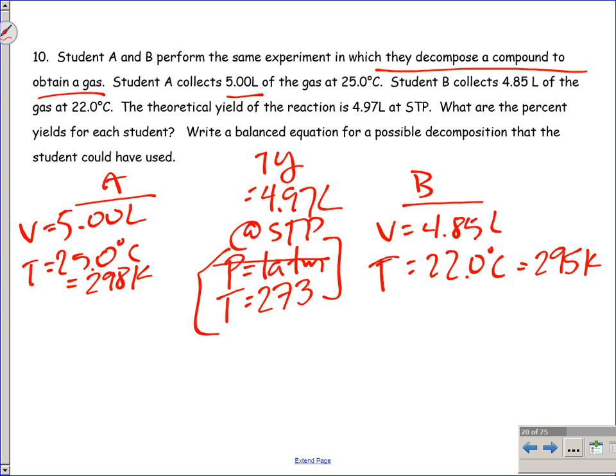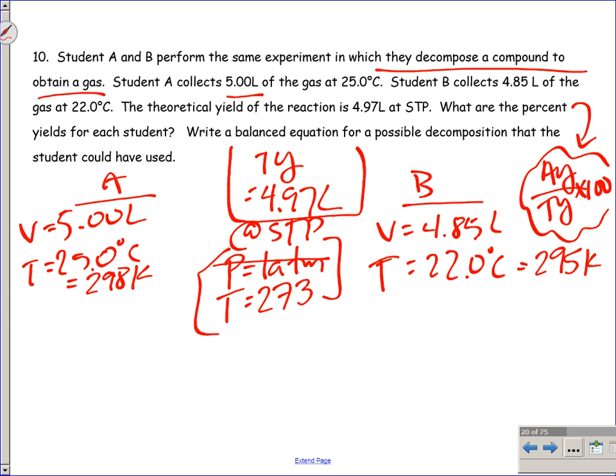So going back to think about what percent yield is, what's percent yield? Actual yield over theoretical yield times 100. So if we know we're going to do that eventually, we already have the theoretical yield right here, right? So what do you think I'm going to have to do with each of these students? I should be able to take their volumes and divide it by the theoretical yield, but I can't do that right now because the gases are not considered at the same temperature. Because if they do a comparison across volumes, I need to have a constant variable, which is temperature.